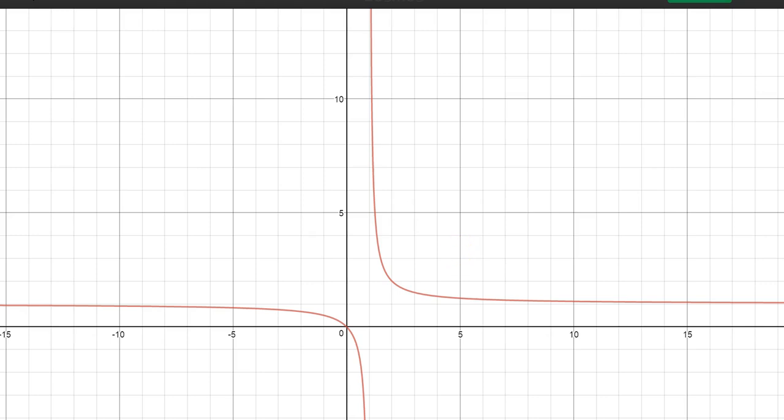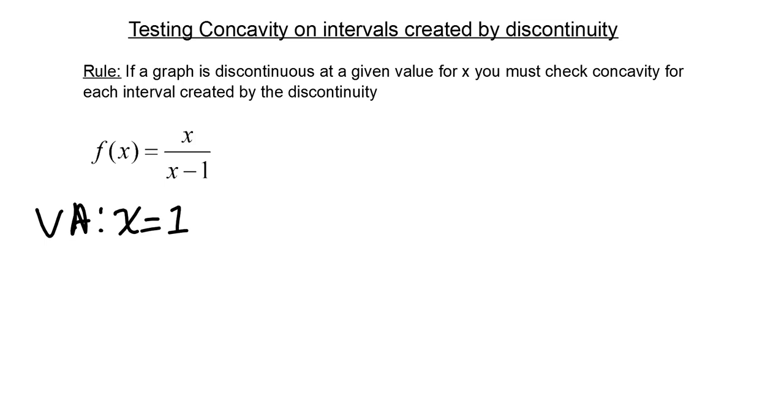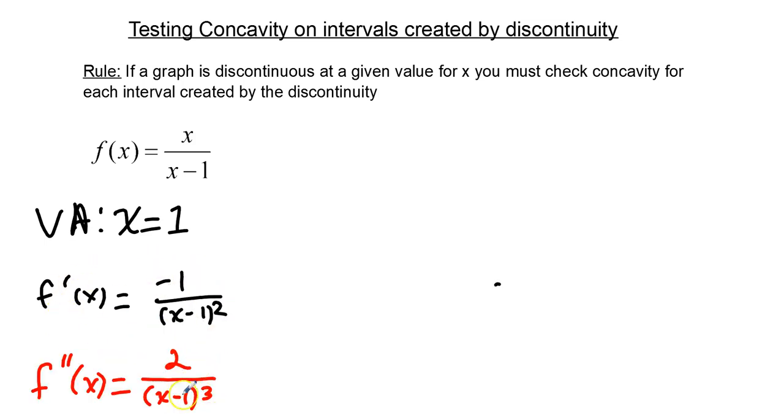Well, to test my concavity, again, what I'm going to do is take the second derivative, right? That second derivative is used to find concavity. So I'm going to go f prime of x equals, and I'm going to take the derivative of that. So here's the first derivative. You guys can work that on your own. And now here's the second derivative.